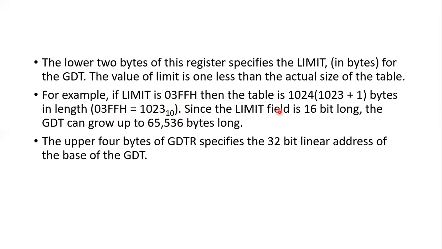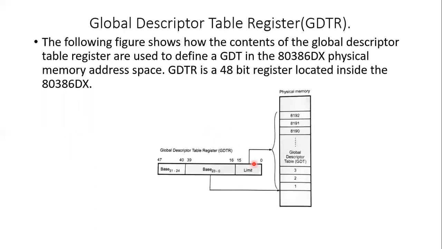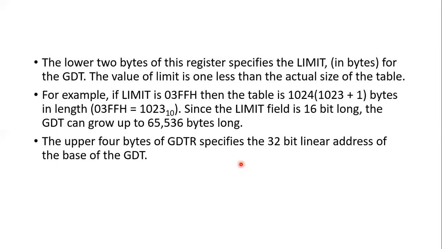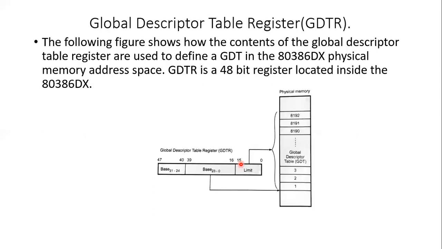Since the limit field is 16 bits long, the GDT can grow up to 65,536 bytes. See, what is the length of the limit? It is how many bits? 0 to 15 means 16 bits. It has a limit field of 16 bits. So how long can the GDT, the global descriptor table, grow? It can grow up to how many bytes?